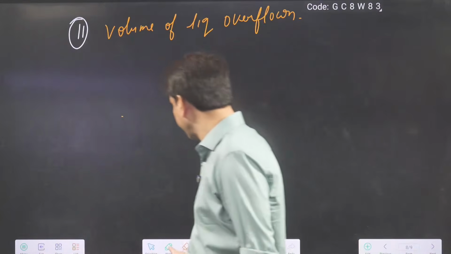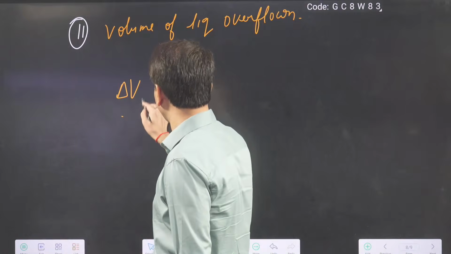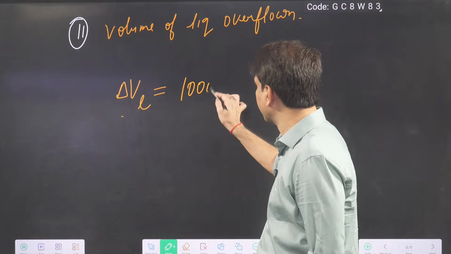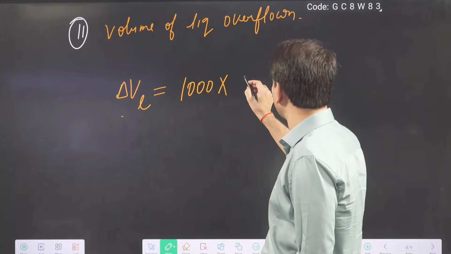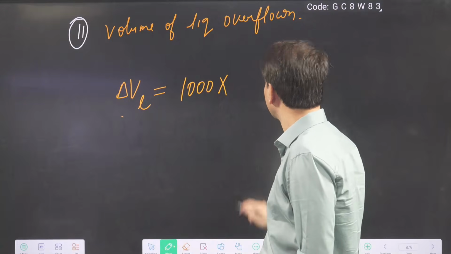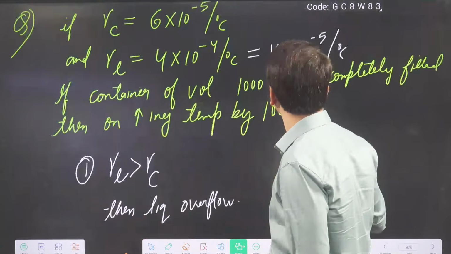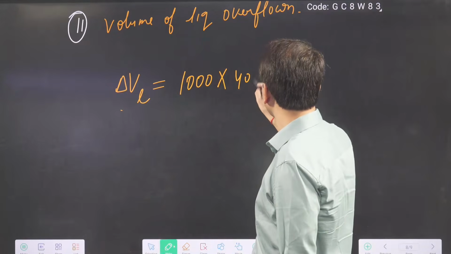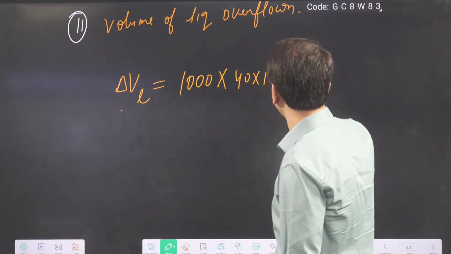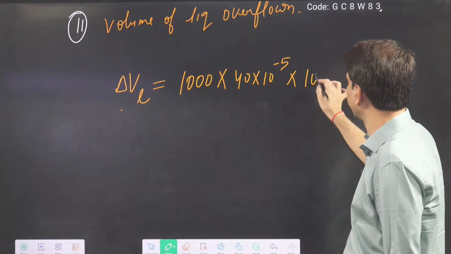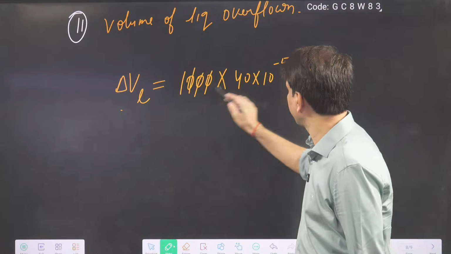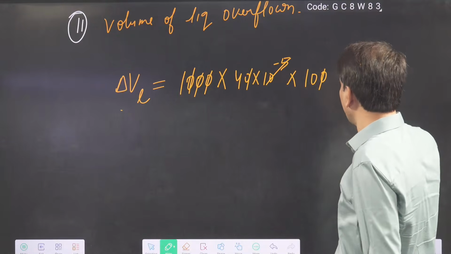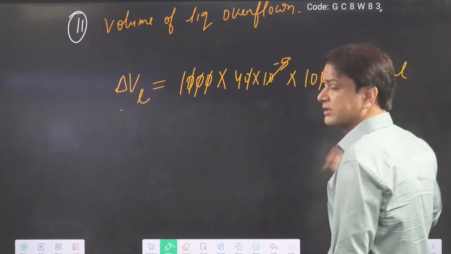First I will find delta V liquid. Delta V liquid is V initial, which is 1000, into gamma of the liquid, 40 into 10 to the power minus 5, into delta theta, 100 degrees C. Now the 10 to the power 5 cancels out. So what did we get? 40 ml. So the expansion of the liquid is 40 ml.